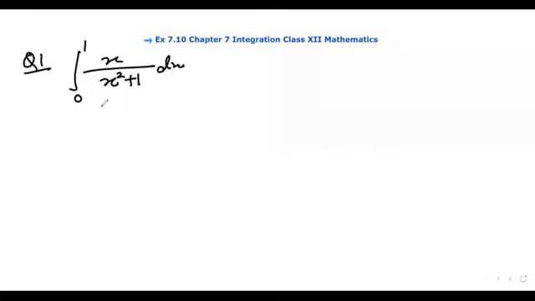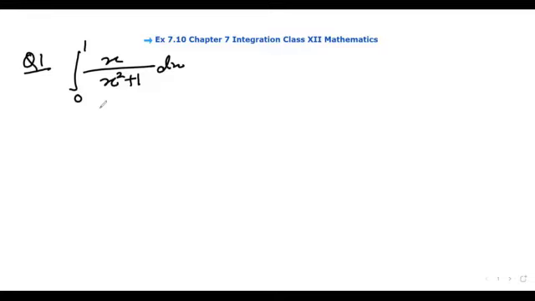In this video, we will be doing exercise 7.10 solutions. This exercise is completely about the definite integral with substitution. So we will be doing a few fantastic questions in this exercise, which are frequently asked in CBSE board examinations. So let us start with the exercise.